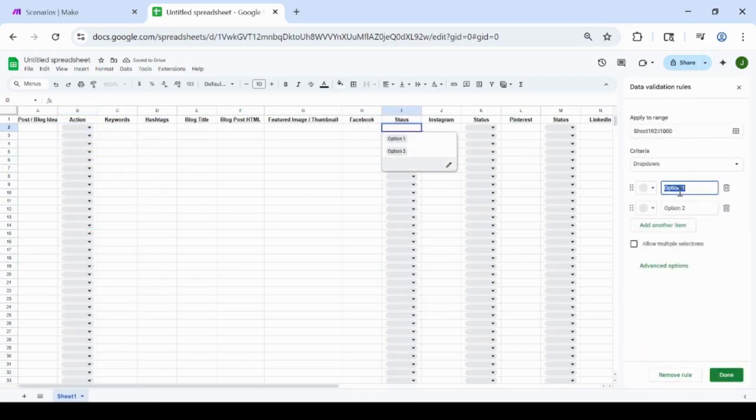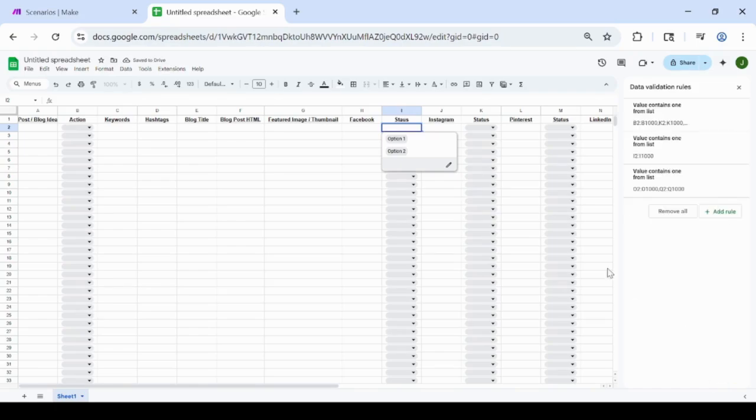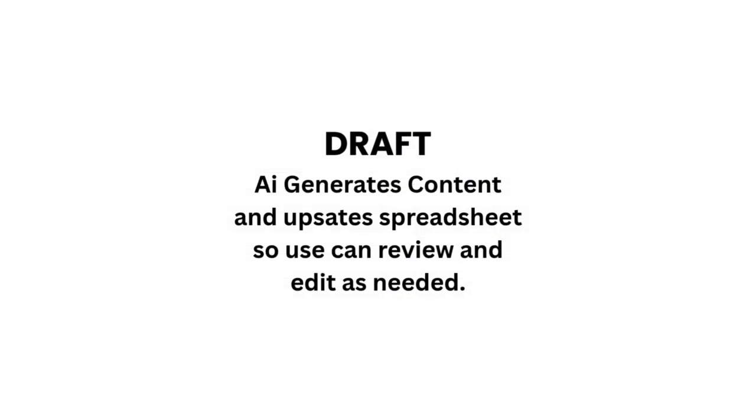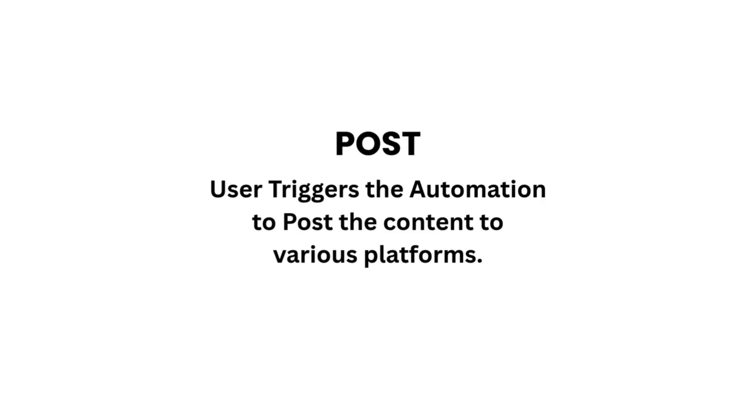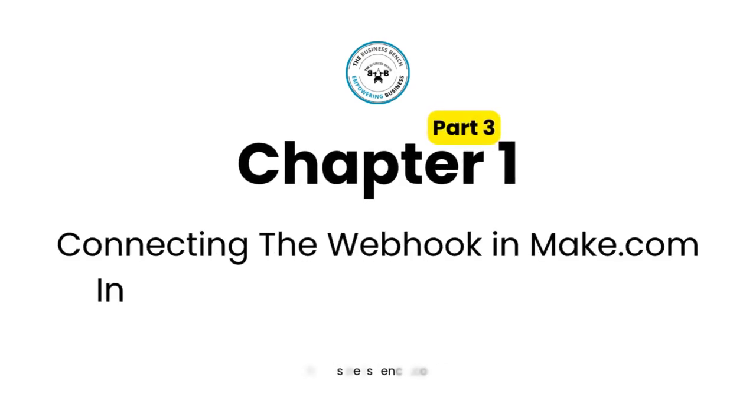After each social platform, you will add a status column containing these options for the drop-down. Draft, what will show after the content is generated. Post, what you will use to trigger the automation to post to socials. Posted, what you will see if the post was successfully posted. This will update depending on the post being in draft mode. You set the status to post, or after the post goes out successfully, it will update itself to posted.